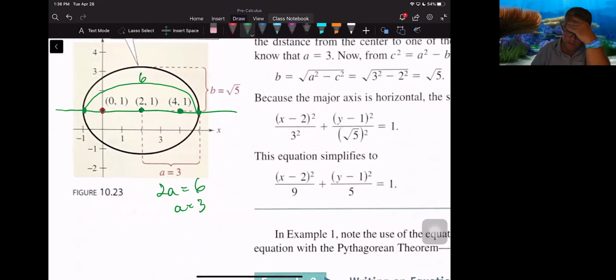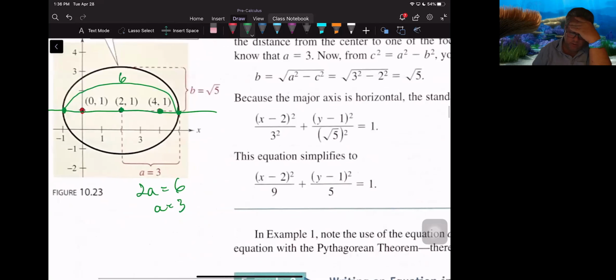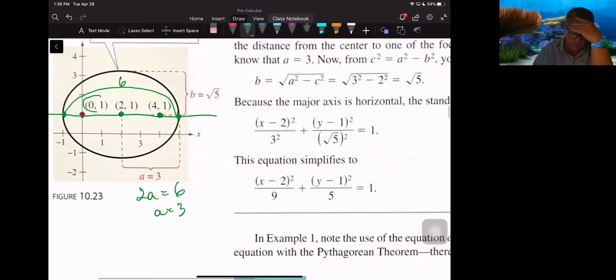Well, remember, if we go back, all they told us was that our foci were at (0, 1) and (4, 1). Well, what's halfway between 0 and 4? 2. So you know that the center is at (2, 1). All right, and we know that's not what the c is. We'll just call this the center.